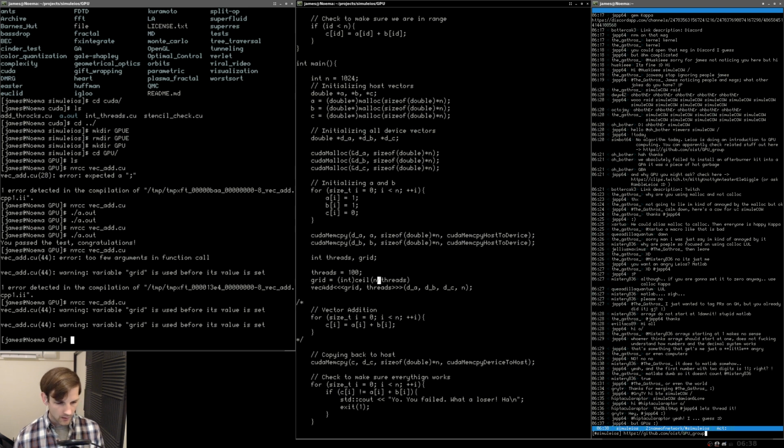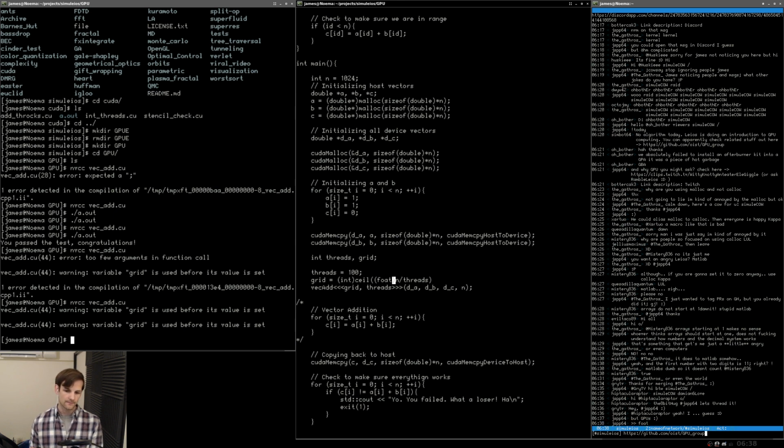Something like this. And I guess we have to do floating point. So the idea is we take the total n, which is the total number of elements that we need computation over, and we divide that by 100, right? So we're doing 1024 divided by 100. That will give us 10.24. But that means we need to grab 11 blocks. Does that make sense? Because otherwise we're missing 24 units of computation. Okay? Thanks. Appreciate it.